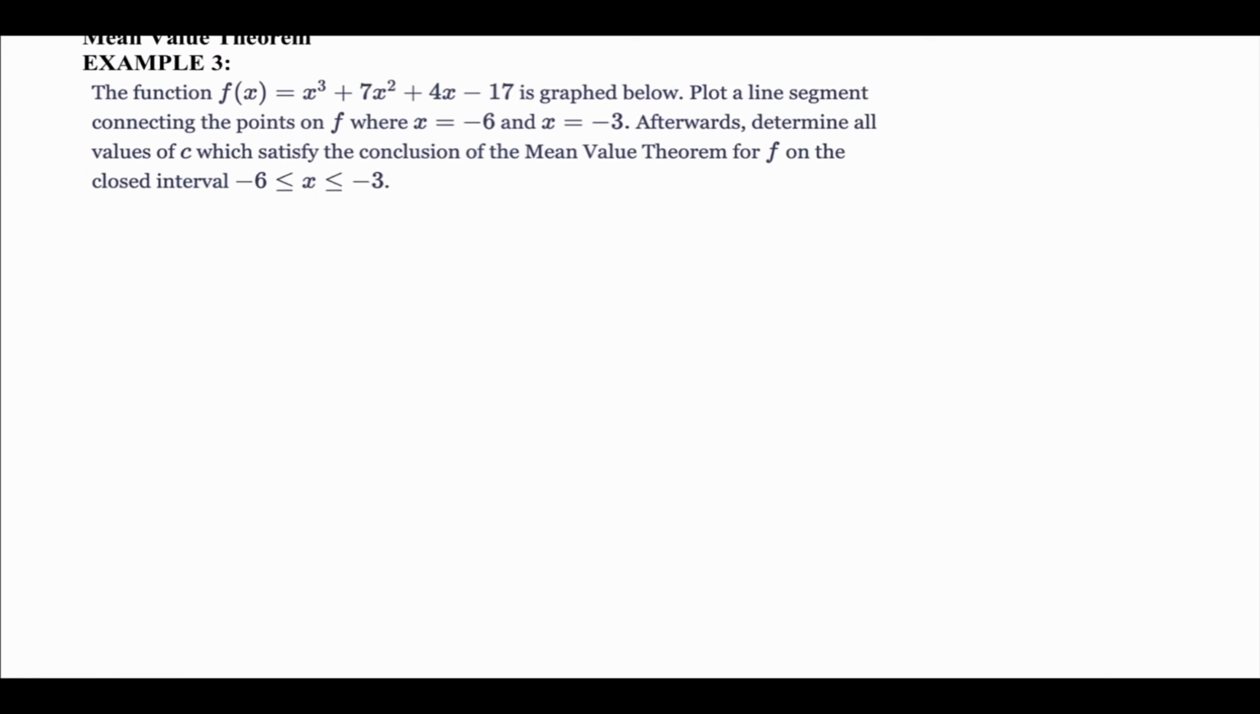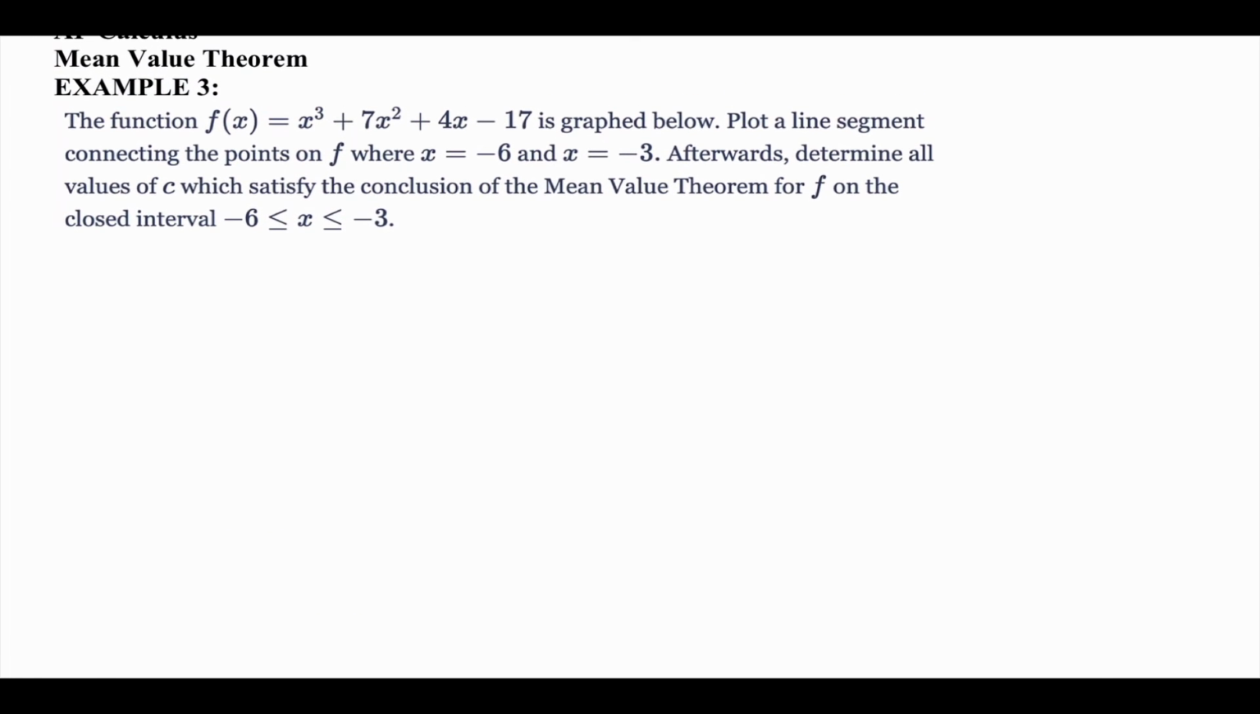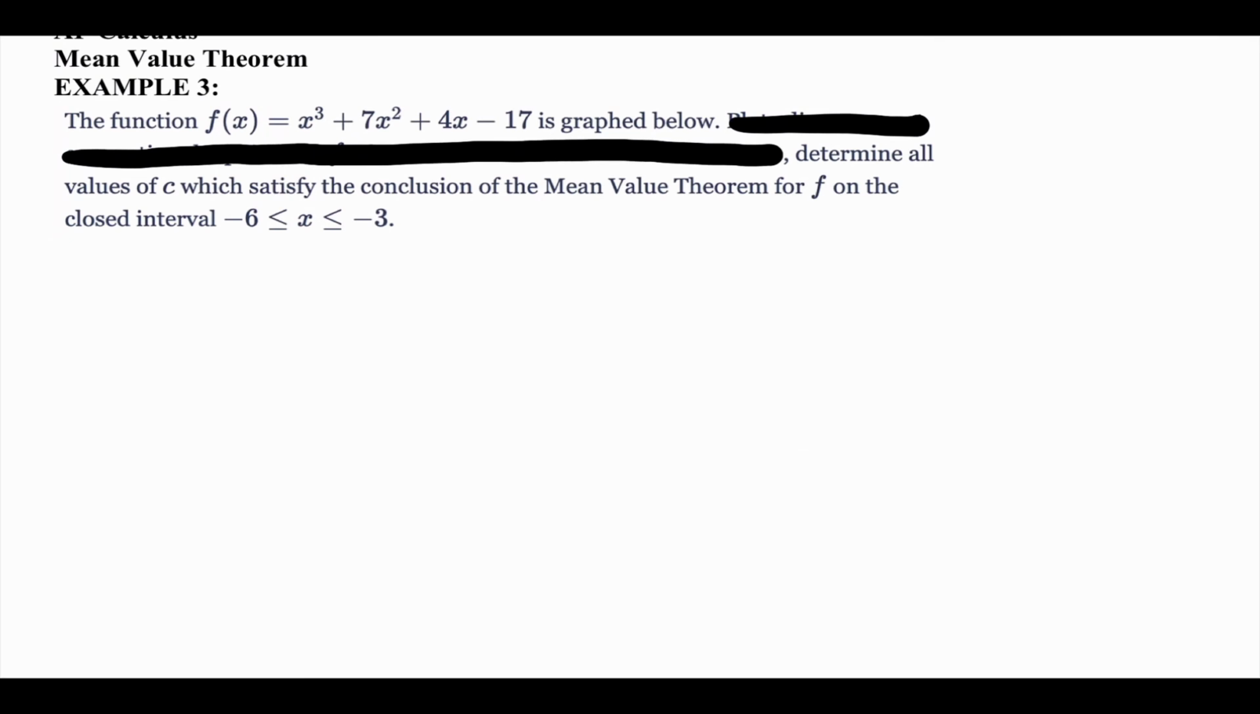Okay, so let's go to the next one. Here, cross out this part here. This part here, plot a line segment connecting the points. You don't have to do that. Determine all the values of C which satisfies the conclusion of the mean value theorem. This is the one I want you to do. Okay?